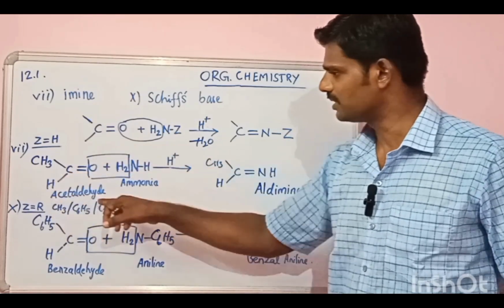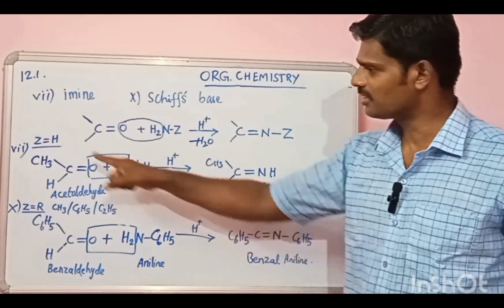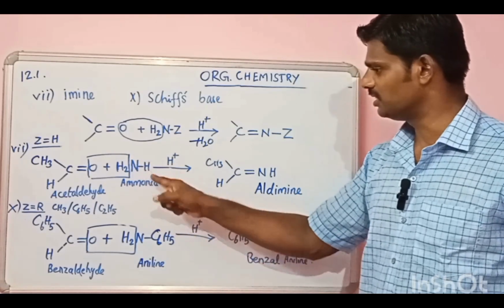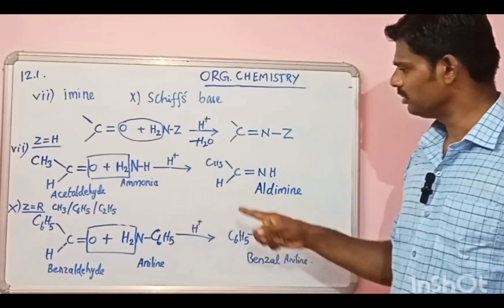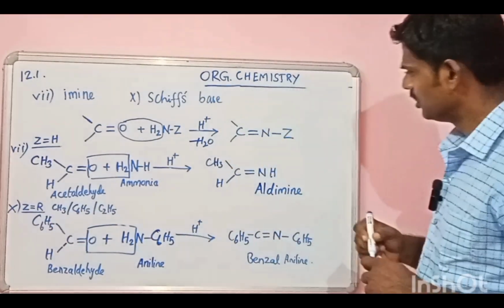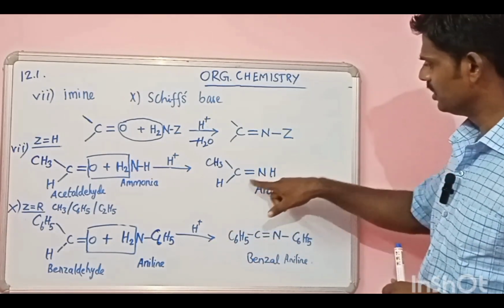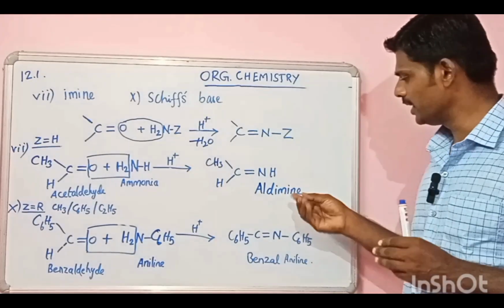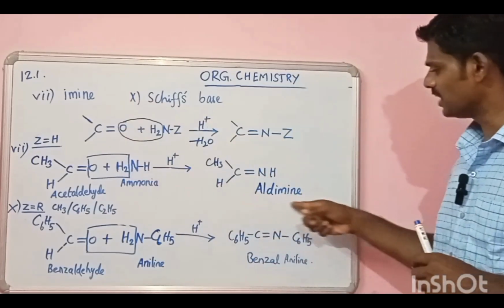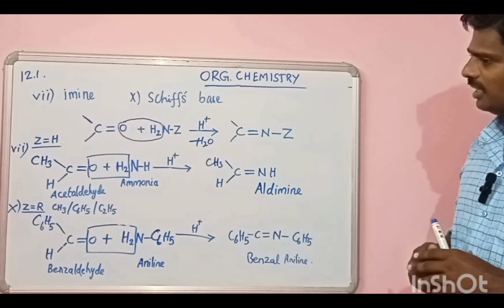So here we will see acetaldehyde reacting with ammonia. Instead of Z we put H, so it is ammonia, NH3. They react together to form the product with an aldehyde group and imine. C double bond N means an imine group. So the product is an imine group, this is aldimine.